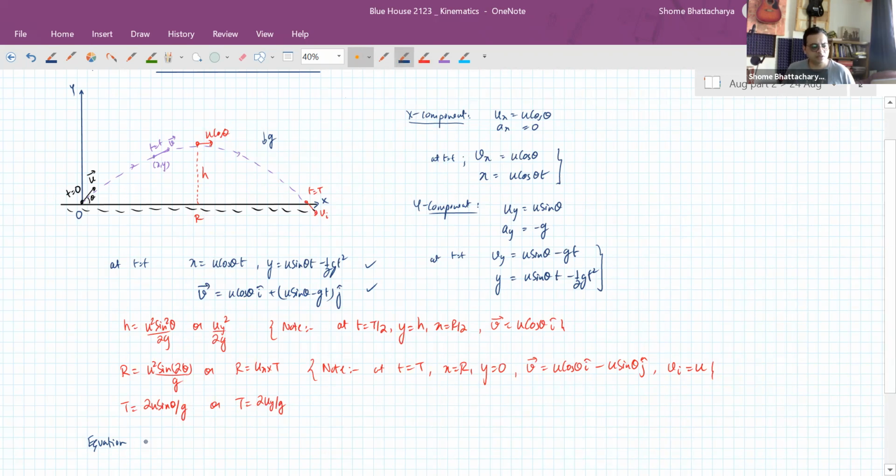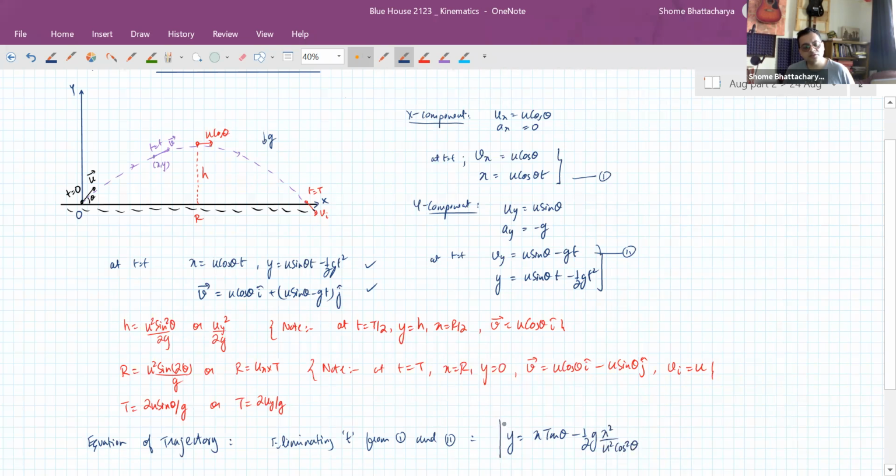Now, equation of trajectory was the last thing we had discussed, and today we will concentrate on some examples of usage of equation of trajectory also. So equation of trajectory basically came from these two equations, x as a function of time and y as a function of time, eliminating t from these two equations. So eliminating the variable t from equation 1 and 2, we get the relation between x and y. So we got that y is equal to x tan theta minus half g x square upon u square cos square theta. Now we're going to concentrate a little bit on the applications of this equation in today's session.